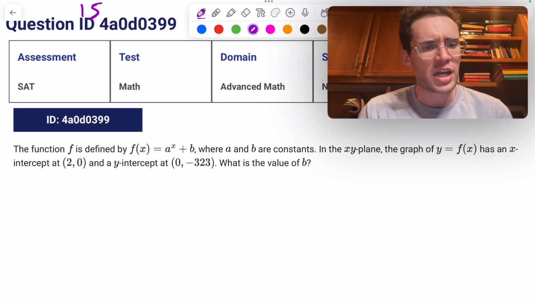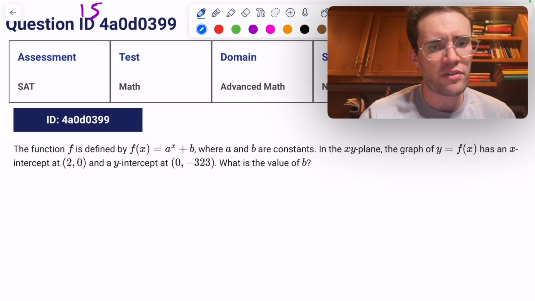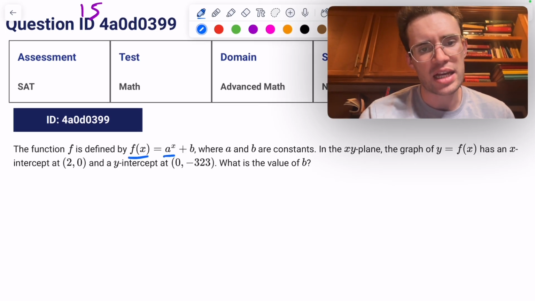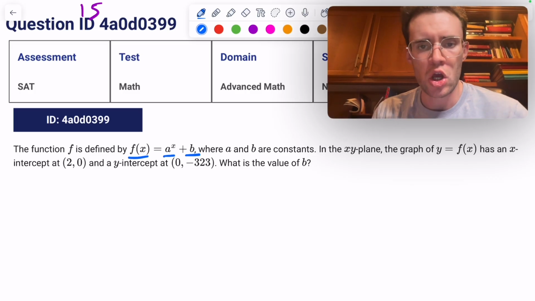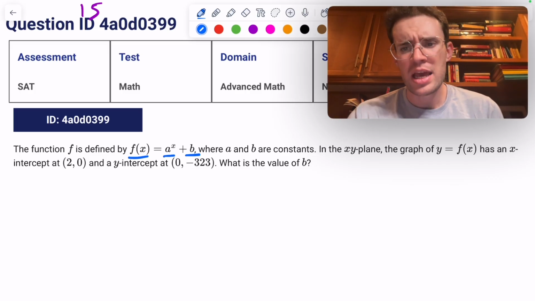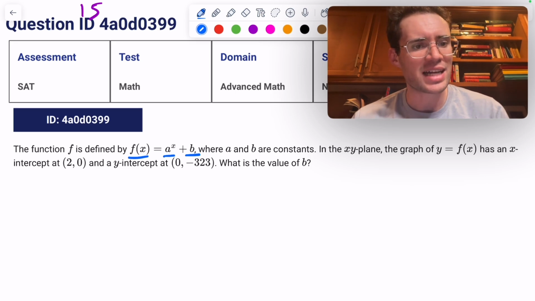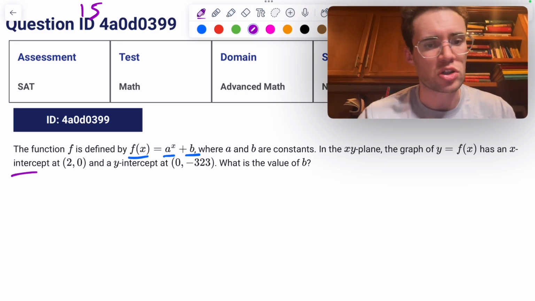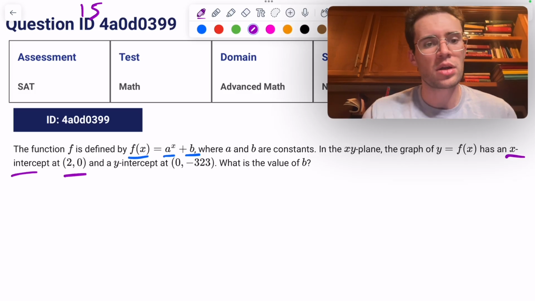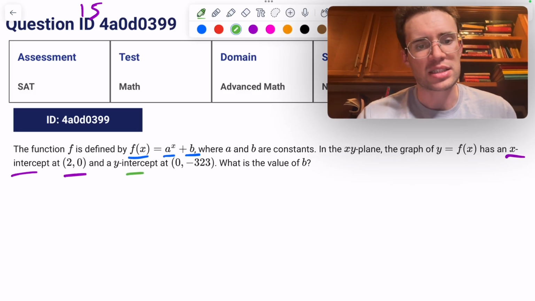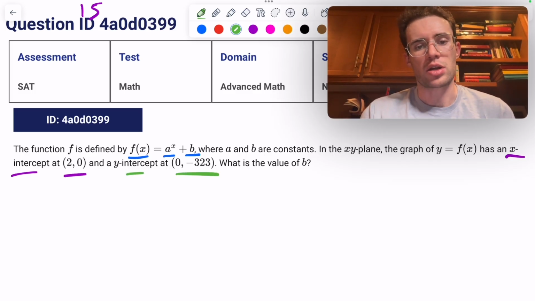Here we have the function f is defined by f of x equals a to the x power plus b. So we have an exponential function where a and b are constants. In the xy plane, the graph of y equals f of x has an x-intercept at 2, 0. So x-intercept means y is 0, and a y-intercept, so that's when x is 0, of 0, negative 323. What is the value of b?